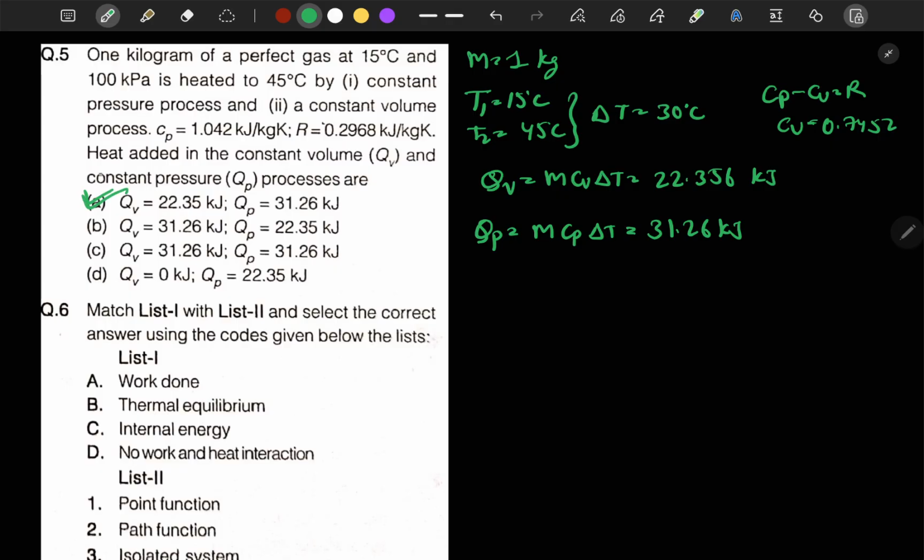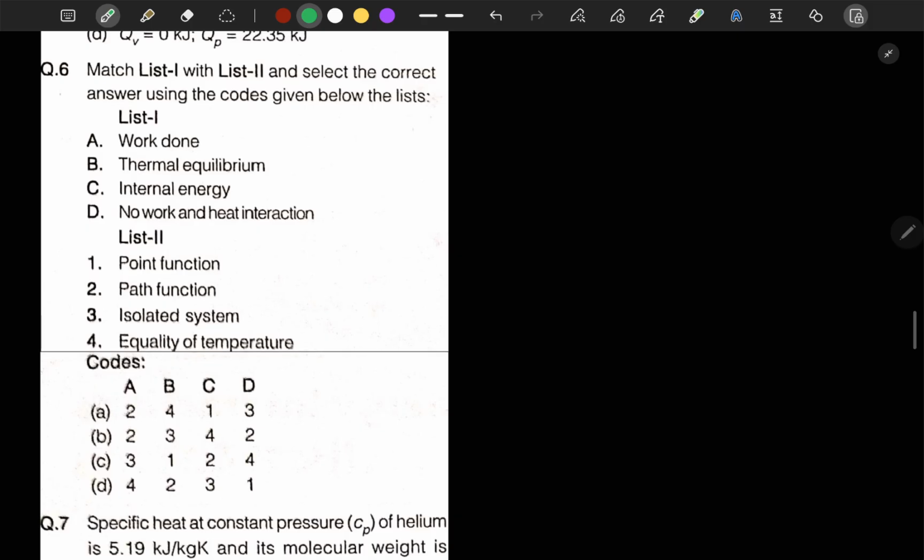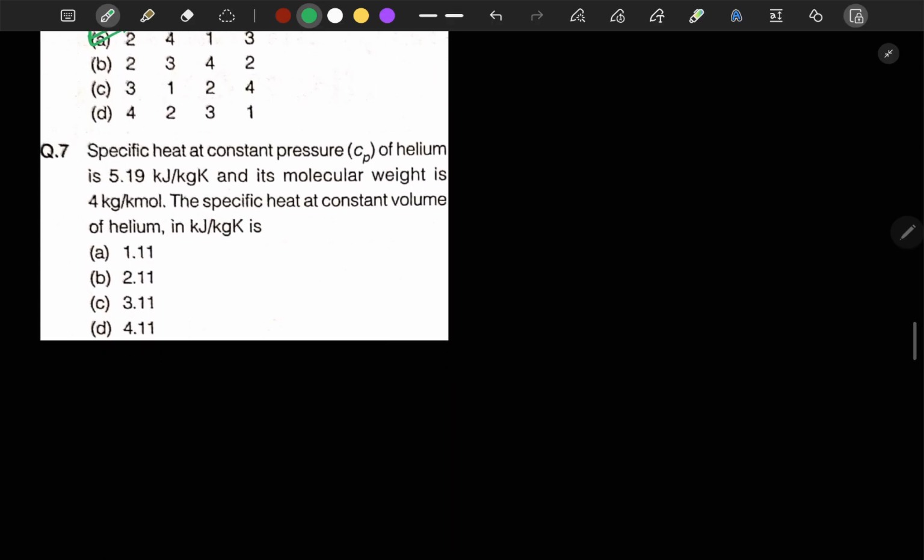Okay, next we will be moving to question number 6. It is a match the list question. So work done is a path function, obviously. Thermal equilibrium indicates the equality of temperature, of course. Internal energy is a point function. No work and heat interaction is for an isolated system. So 2413, option number A is correct. Okay, now we will move to the next question.